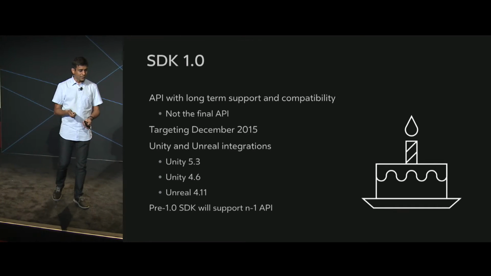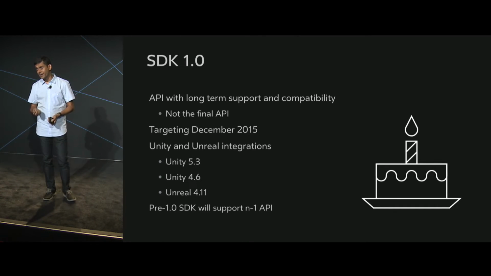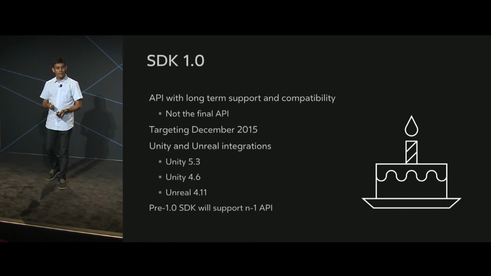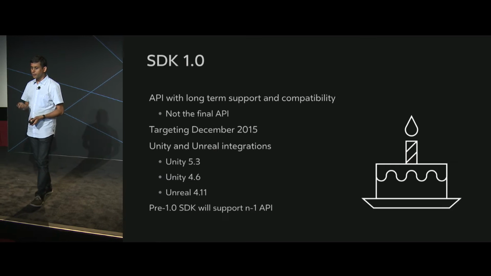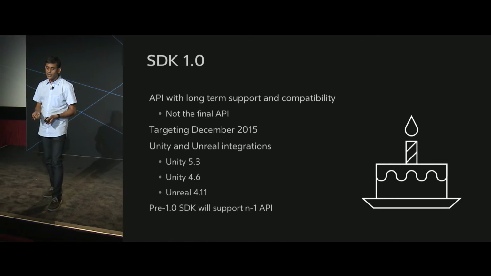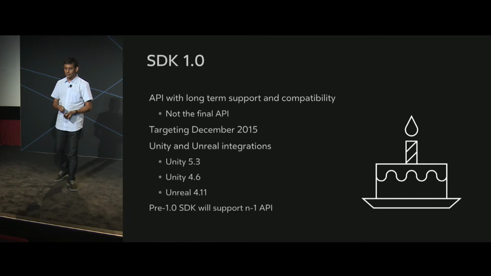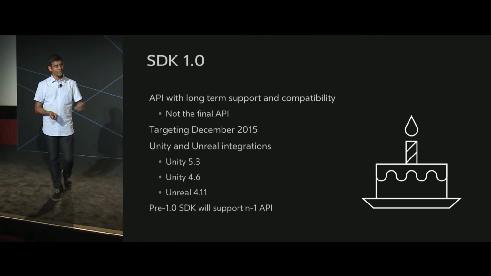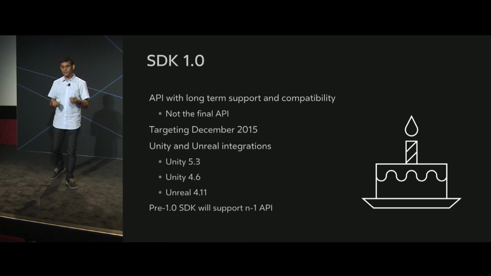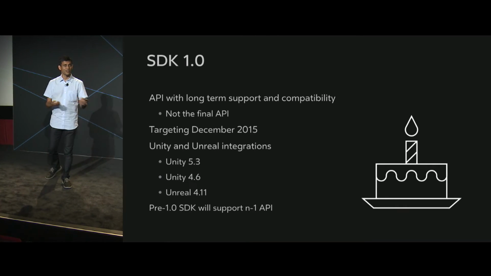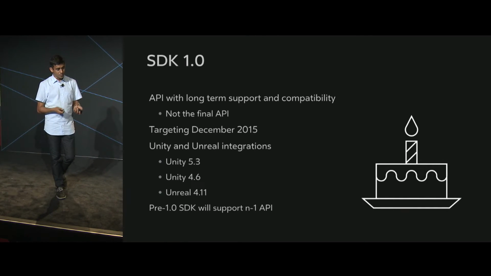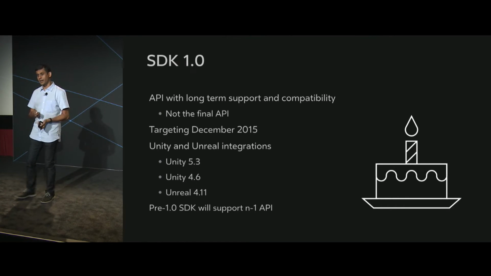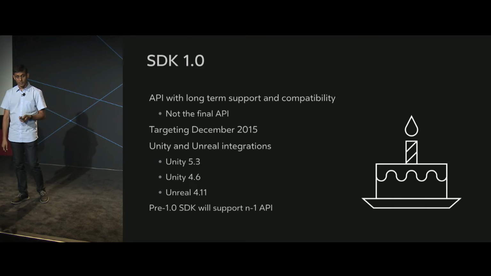Between now and then, we will continue our pattern where pre-1.0 SDKs will keep supporting the current API of that SDK and one older API. Like we do for 0.7, we support the 0.7 API and the 0.6 API, and 0.6 supported the 0.6 API and 0.5. So we will continue this approach till we hit 1.0, and then when we hit 1.0, that API will be long-term compatible.